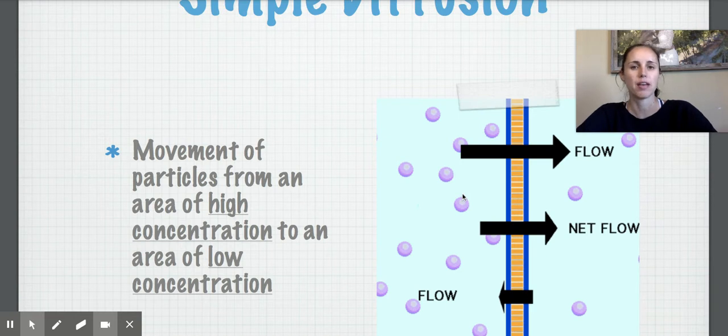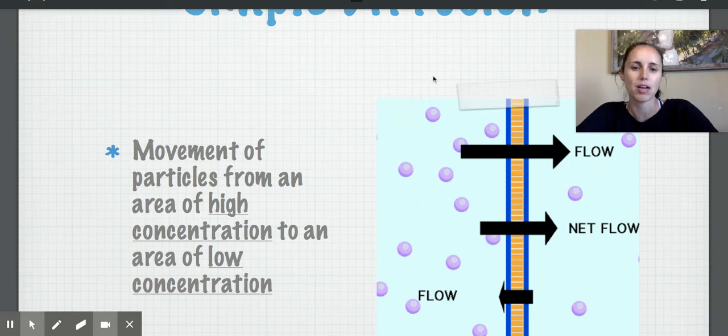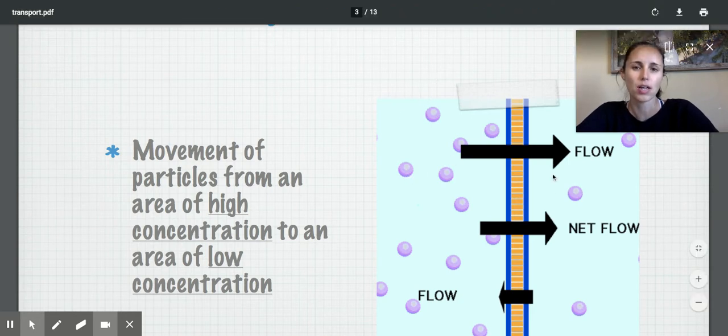Think about food dye. If you have a drop of food dye and you put it into water, that very, very, very concentrated drop is eventually going to diffuse out and mix. And at the end of a certain amount of time, you're going to have a perfectly mixed color. That's simple diffusion. So moving from an area of high concentration to low concentration just to even out the concentrations.